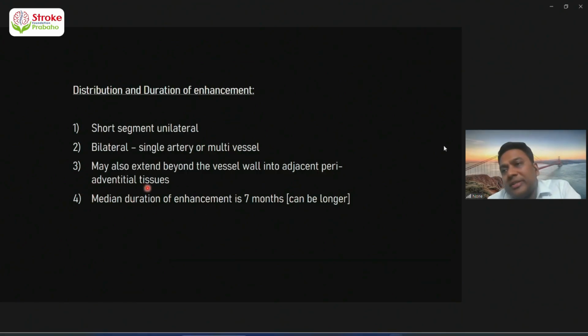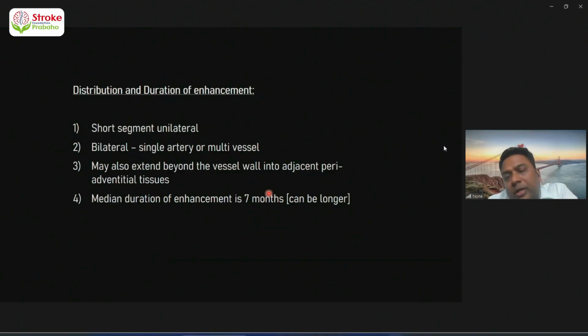So one of the important things is the median duration of enhancement is 7 months. So in vasculitis, I have seen the enhancement up to 12 months. So it doesn't really tell us much about the disease status. Whereas in atherosclerosis, the enhancement usually lasts not more than 4 weeks.